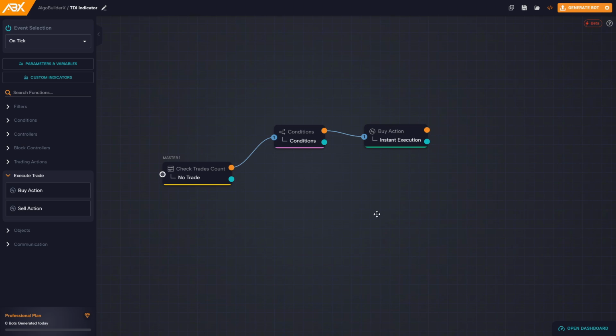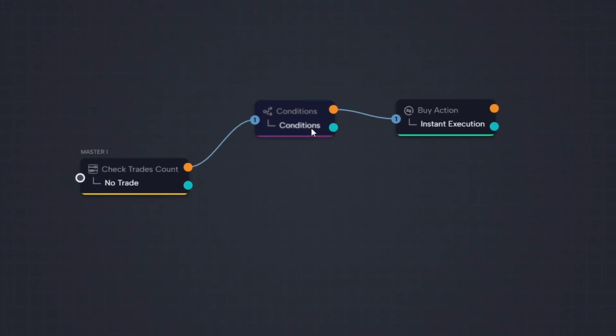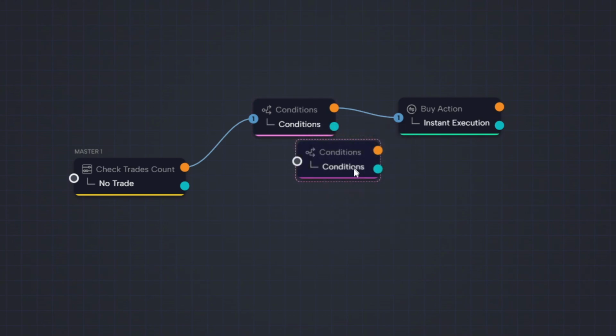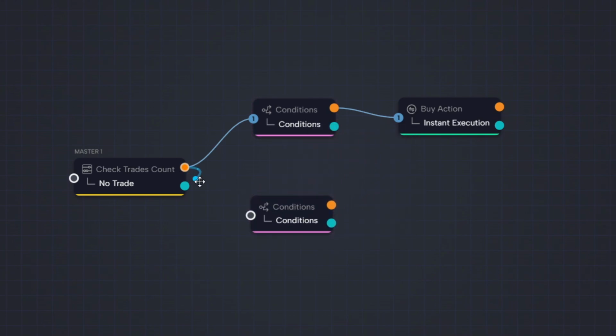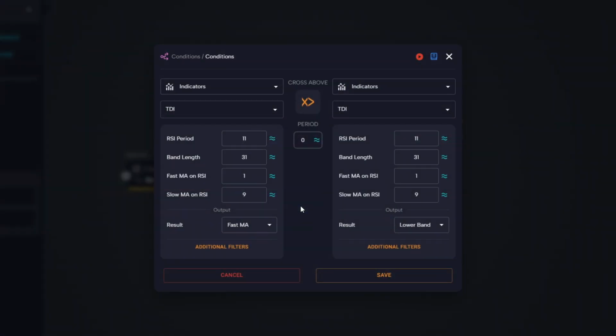Now we need to create the opposite condition, the one that generates the sell signal. Fortunately, we can do this easily by duplicating the existing block. Right-click on the condition block and select Duplicate. Connect the newly duplicated block to the check trades count, just as we did with the previous block. Now configure the new block for the sell signal. Keep the fast MA parameter on the left, but change the operator to cross below. On the right side, select upper band as the result. With this configuration, we have created a condition that triggers when the RSI crosses below the upper Bollinger Band.